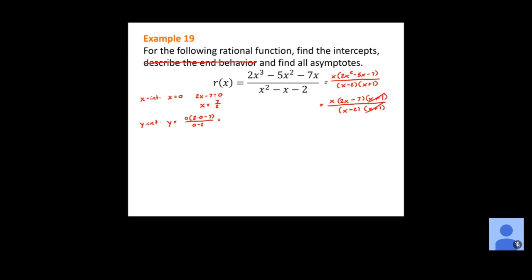Okay, so up top now we have 0 times 2 times 0 minus 7. So what is the numerator going to be? 0, right? Because 0 times anything is 0. Over negative 2 now is just 0. Okay? All right, so now we know the y-intercept is 0. We have our x-intercepts. Now let's look for asymptotes. Start with vertical. How are we going to find vertical asymptotes?